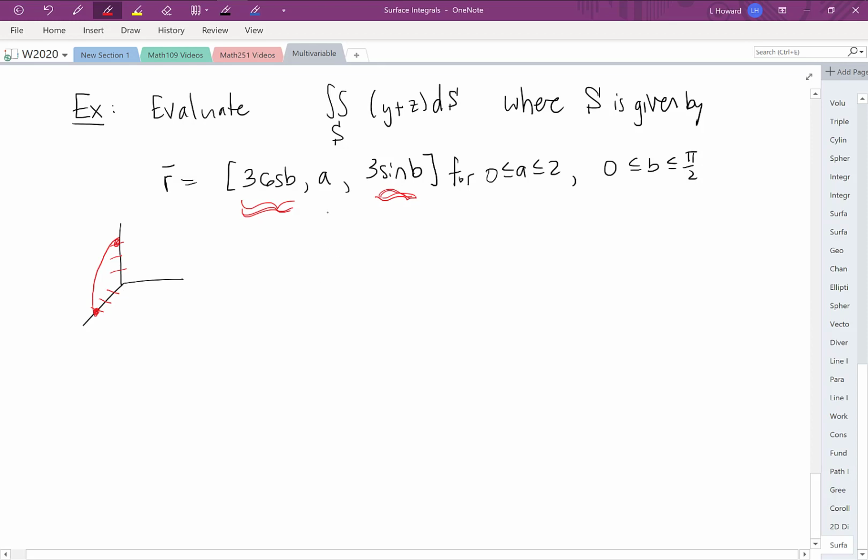And while that's happening, let's think about what's going on with the y values. So the y values are ranging between 0 and 2. So as we let a range between 0 and 2, and we let b range between 0 and pi over 2, what we're getting is this sort of a shape.